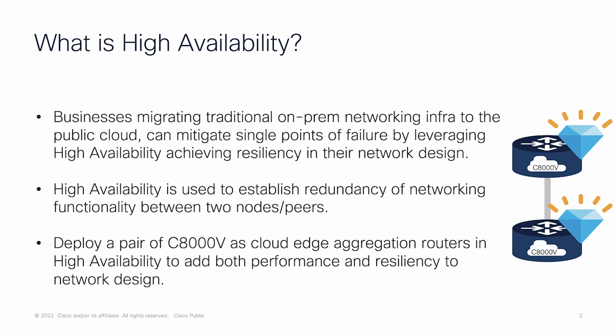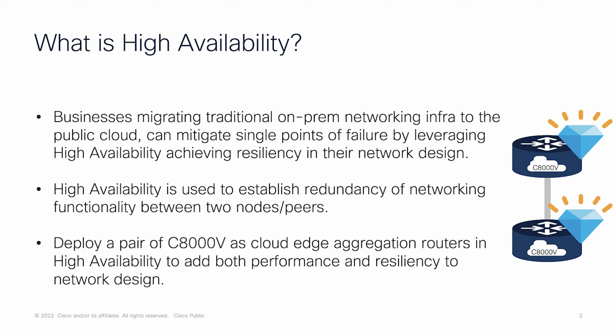They can protect their workloads with seamless failover in the cloud by using a pair of Catalyst 8000V Edge software and high availability, which is available across all major public cloud providers. If you're not familiar, high availability is used to establish redundancy of network functionality between two nodes. And in this video, we'll be using a pair of Cisco Catalyst 8000V for our examples.